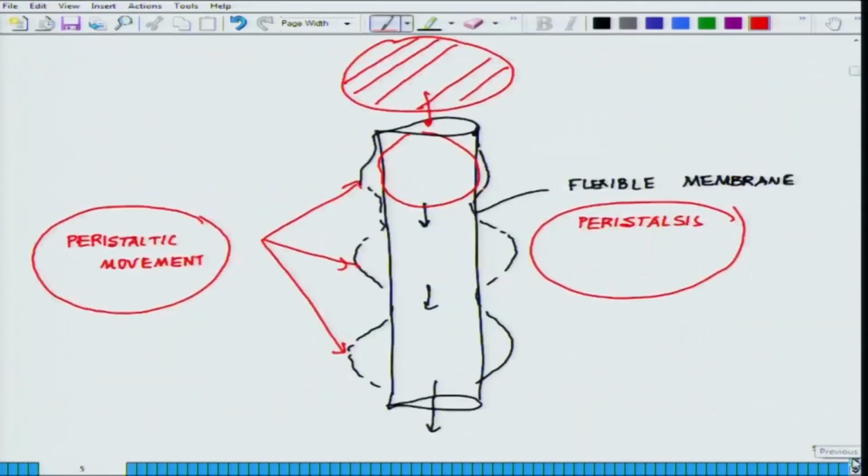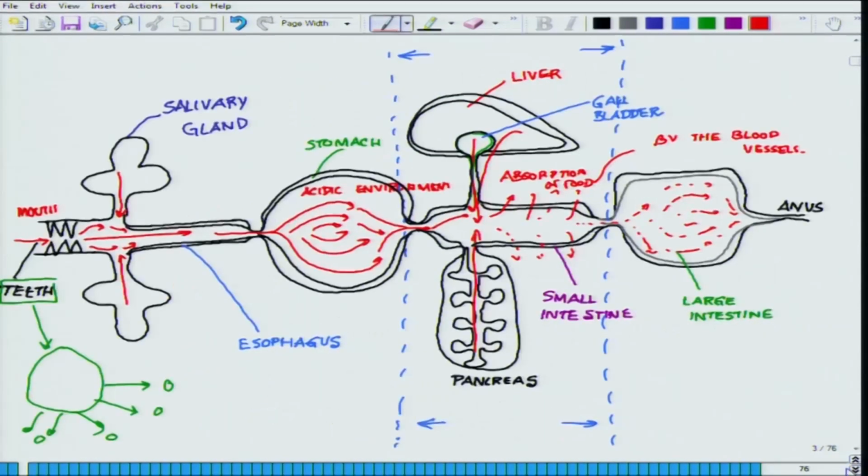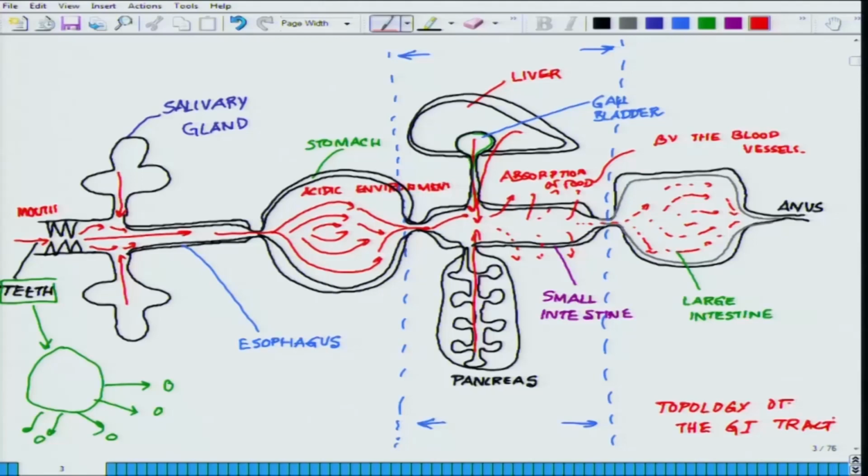So, let us summarize what we have covered just now. We talked about the components of the food, including carbohydrate, fats and lipids, proteins, minerals and vitamins. Then we talked about the overall topology of the GI tract, the gastrointestinal tract, with mouth, salivary gland, esophagus, stomach, liver, pancreas, small intestine and the large intestine and the anus.